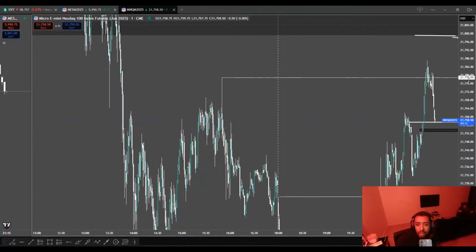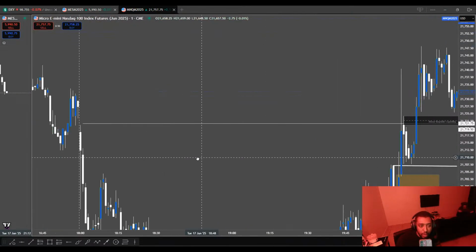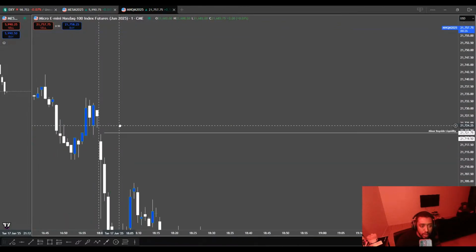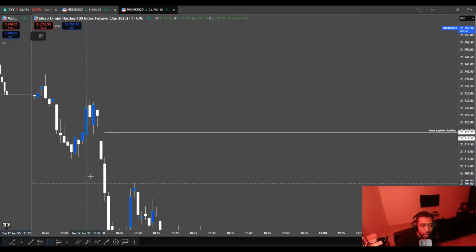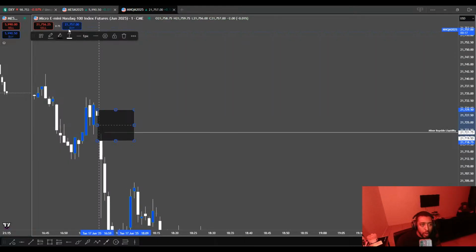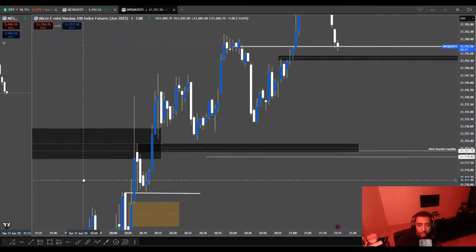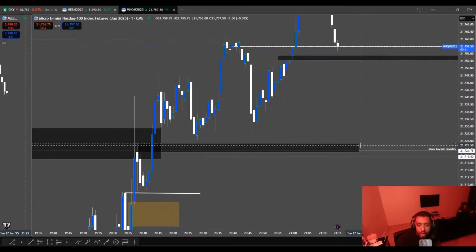Oh man, I took off the gap. You need to leave the new day gap on, right? This new day. So it closed, open. Let's see if we're actually below this. Oh no, that's right here. So I'm gonna delete this zone.